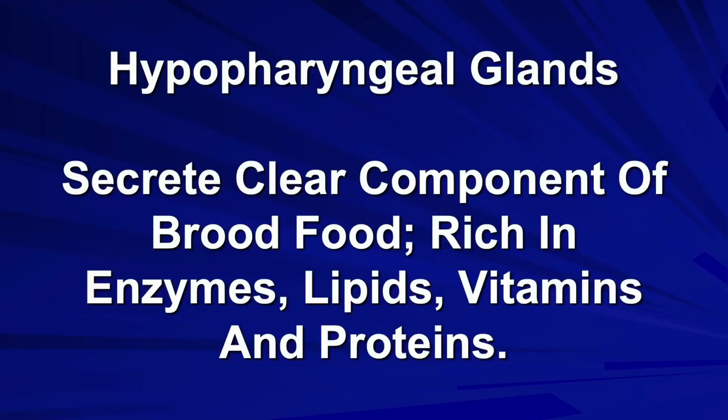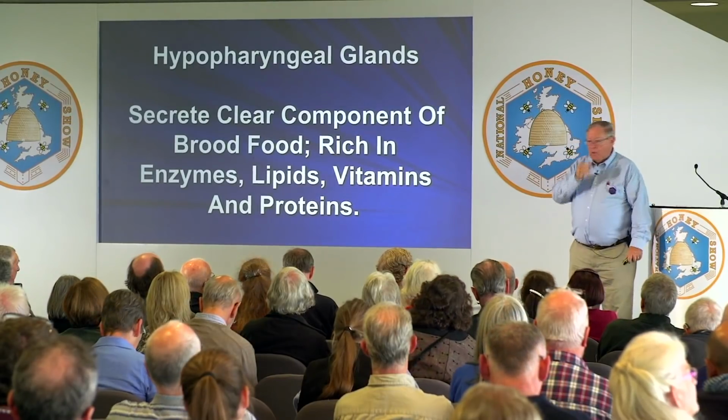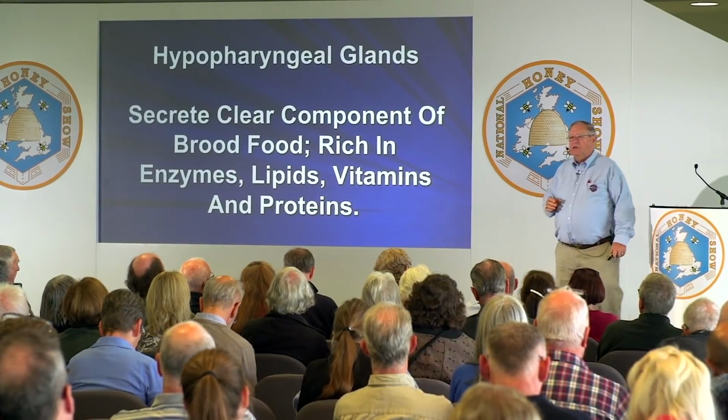The hypopharyngeal glands secrete the clear component of brood food, which is rich in enzymes, lipids, vitamins, and proteins. So even though royal jelly, as we look at it in a queen cell or in a worker cell, appears to be milky in coloration, it's the clear component that's coming from the hypopharyngeal glands, and it's the milky or white component that's coming from the mandibular glands, which we'll talk about next.